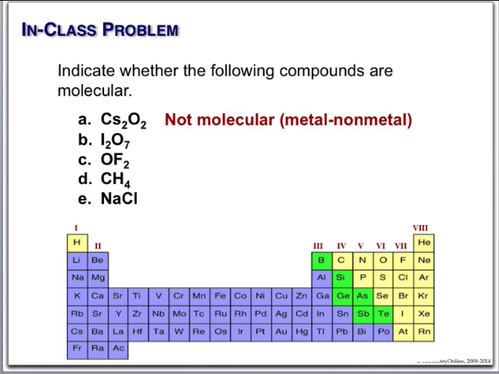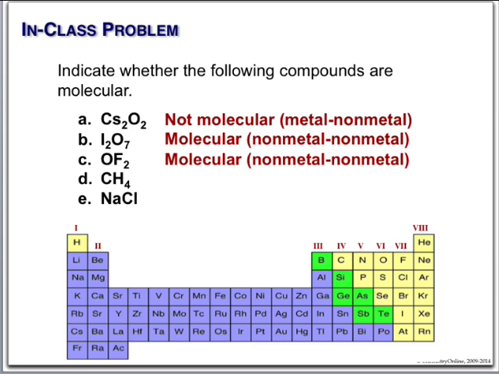Diiodine heptaoxide. And we're going to learn how to name these. Isn't that exciting? Iodine is in group 7. Oxygen is in group 6. They are both nonmetals. It is molecular. One oxygen and 2 fluorines. Oxygen difluoride. Nonmetal, nonmetal, molecular.